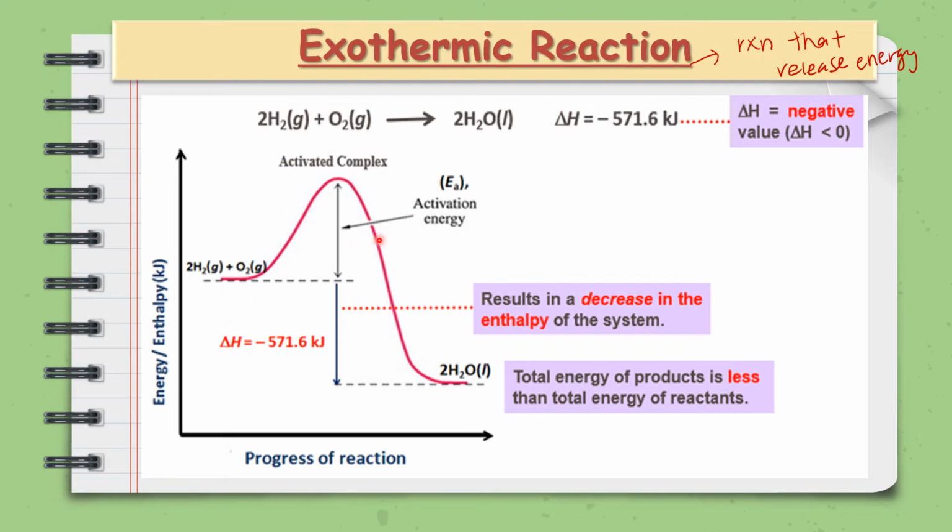So the decrease here shows in the value of delta H, where we have a negative value. Okay, and then your energy profile diagram is still the same, where we have our reactant, products, and then our activated complex up here, the activation energy, and also the delta H reaction. Okay, now let's move forward.